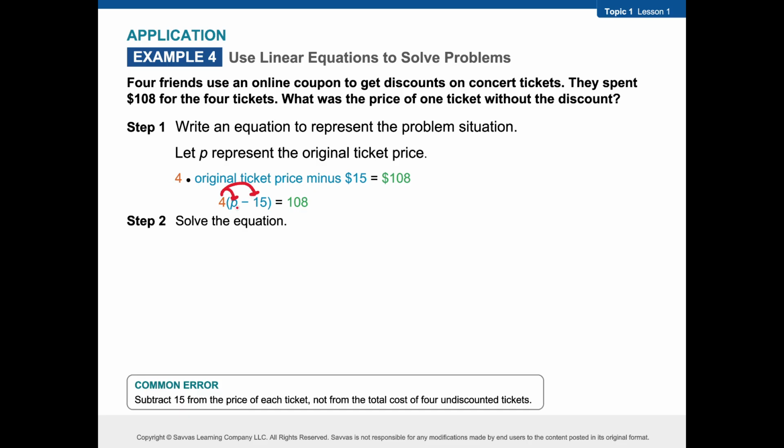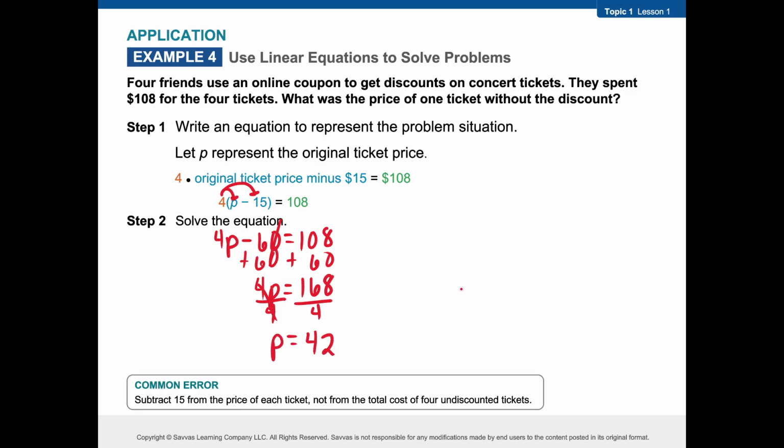So do your distributive property. 4 times P, 4P. 4 times a negative 15 is a negative 60. Equals 108. Add 60 to both sides. 4P equals 168. Divide by 4, and the original price of the ticket was $42.